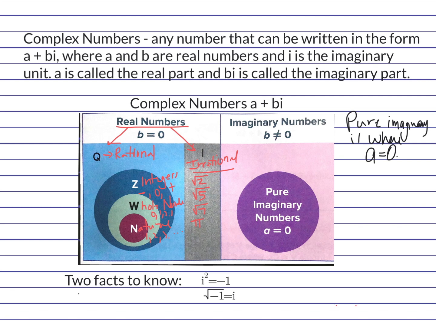And then, look, I had rewritten this. Right there it is, pure imaginary numbers, a equals 0. But anyway, imaginary numbers contain that i part.